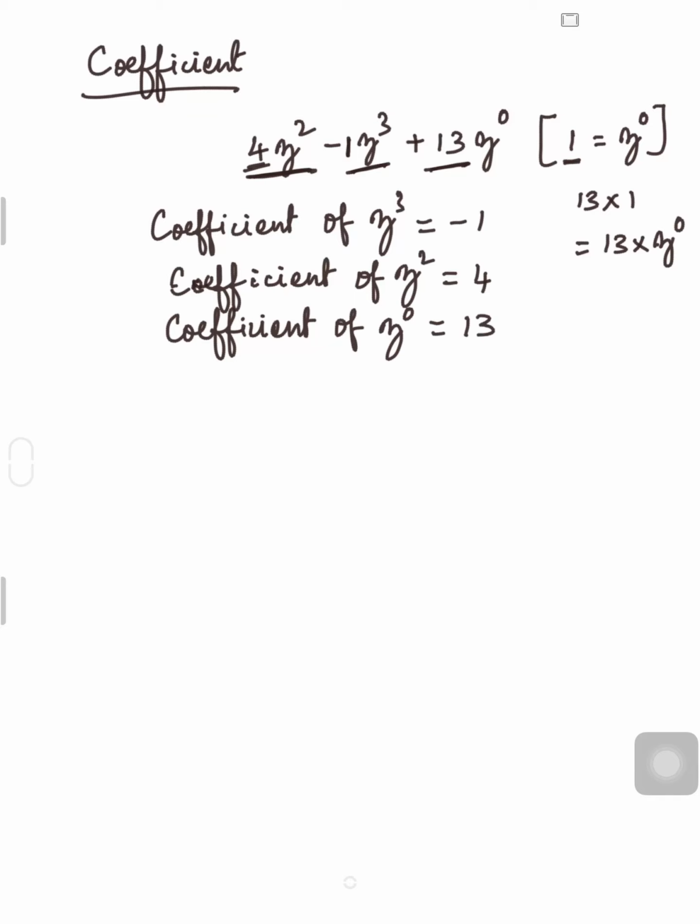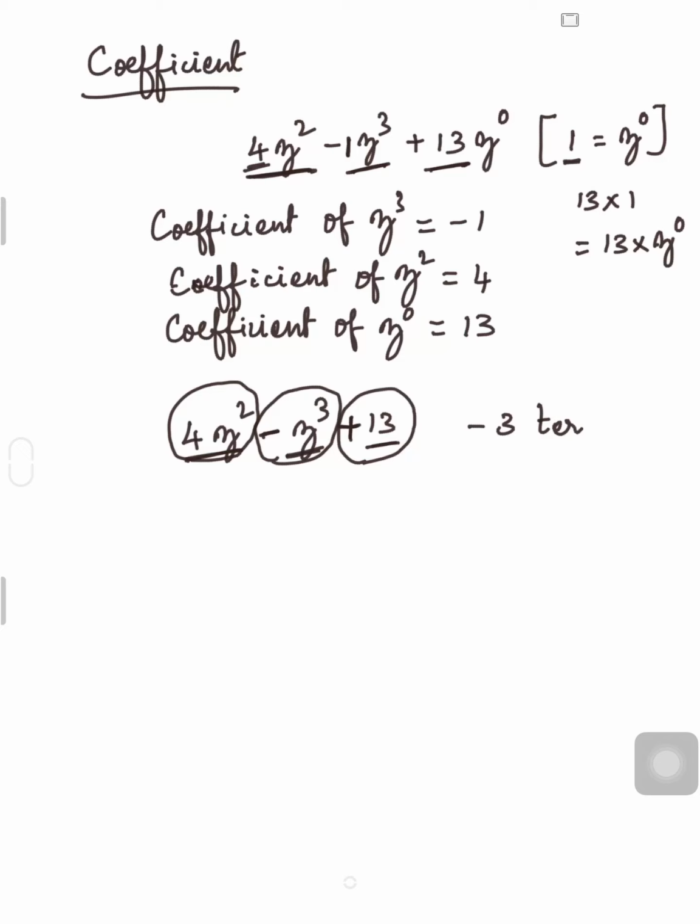And in the same polynomial, 4z squared minus z cube plus 13, when the terms are separated by plus and minus, they become different terms. For example, 4z squared is one term, minus z cube is one term, and plus 13 is another term. So how many terms are there in this polynomial? 3 terms. Now these polynomials are named based on the terms and based on the degree.